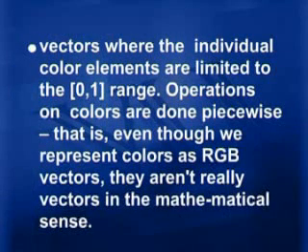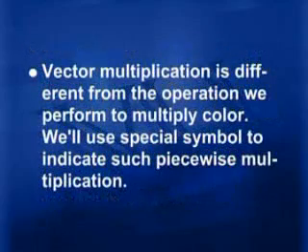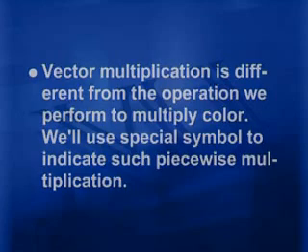In vectors, where the individual color elements are limited to the range 0 to 1, operations on colors are done piecewise. That is, even though we represent colors as RGB vectors, they aren't really vectors in the mathematical sense. Vector multiplication is different from the operation that we perform to multiply colors. We'll use a special symbol to indicate such piecewise multiplication.